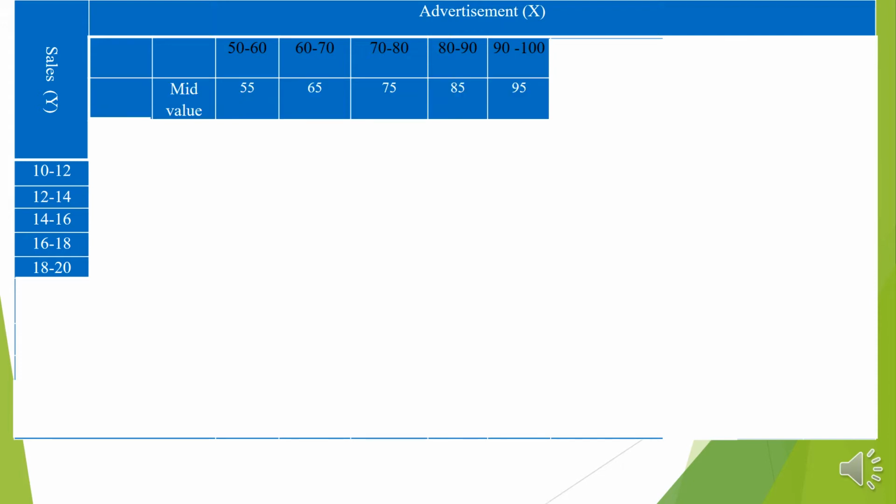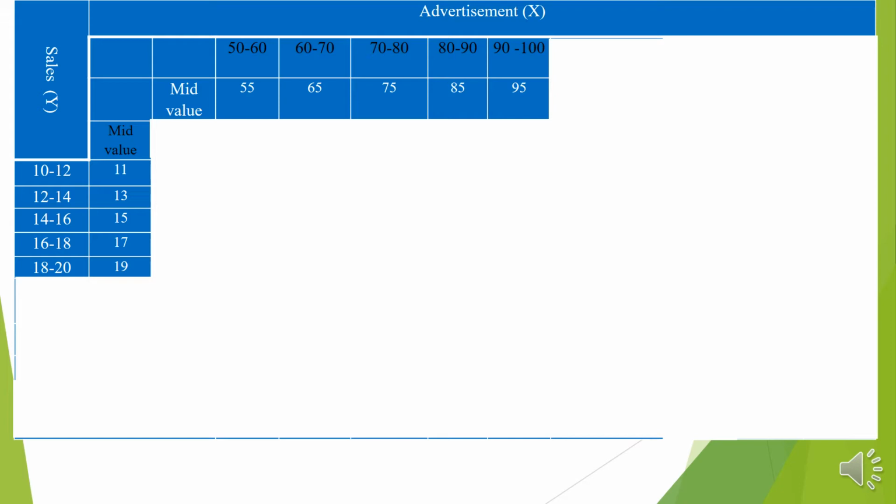Look at the mid values here. 50 to 60 is 55, 60 to 70 is 65, 70 to 80 is 75, then 85 and 95. Similarly on the y side I'll calculate the mid values: 11, 13, 15, 17 and 19. If it is clear to you, 10 and 12 gives 11, then 13, 15, 17 and 19. Okay, fine.